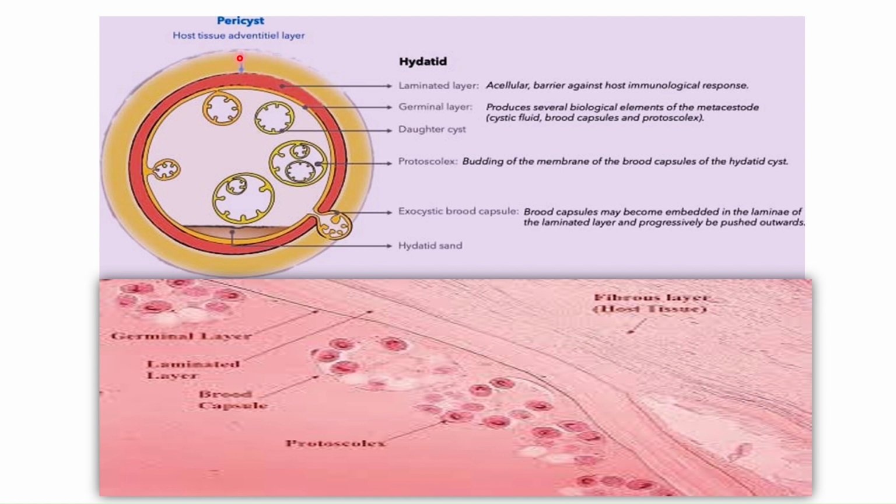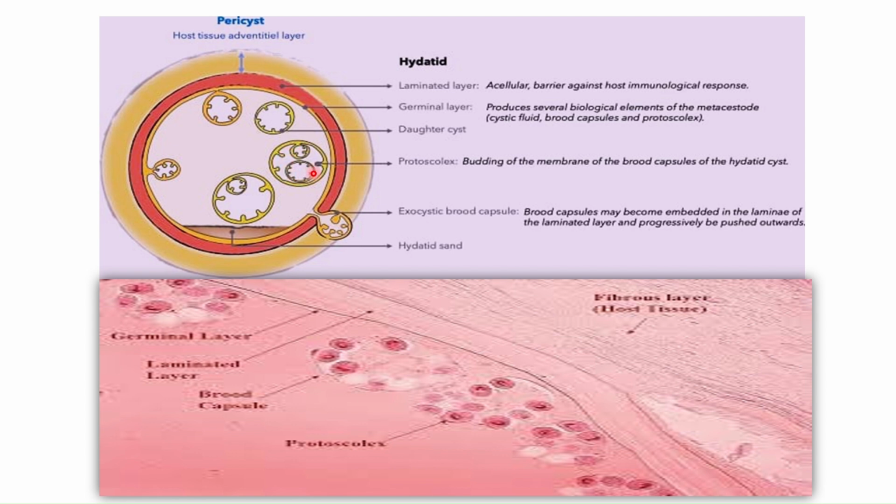The outer layer is called the pericyst. The pericyst is the host tissue adventitial layer. The middle one is the laminated layer, which is acellular and a barrier against the host immunological response. And the inner one is the germinal layer, which produces several biologic elements of this metacestode. It contains cystic fluid, brood capsules, and protoscolices. And these are called daughter cysts.